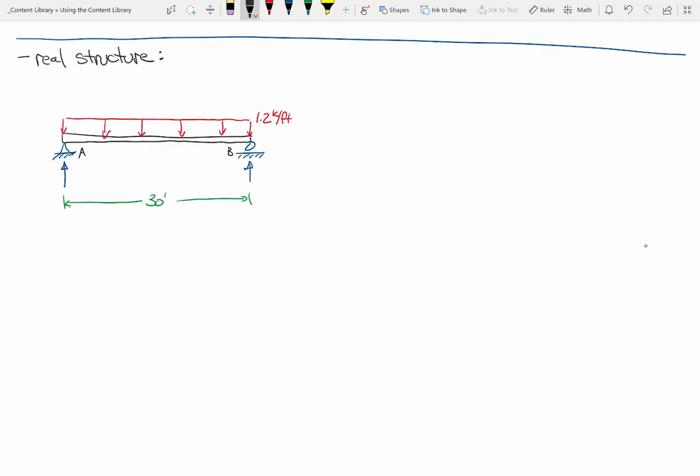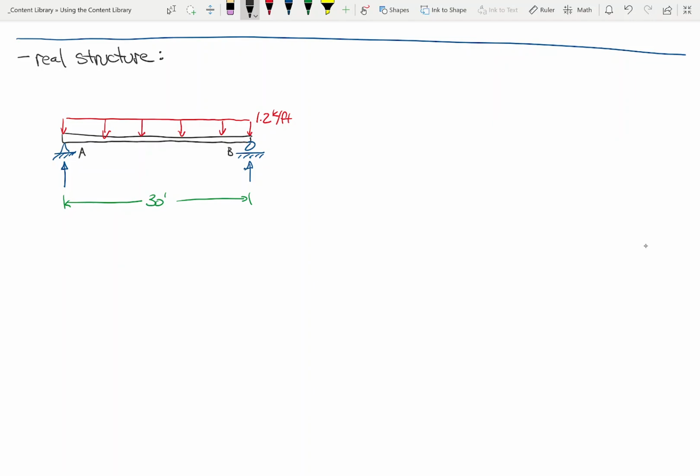Now, one of the things that we really haven't discussed a lot in here, but I think we need to make some recognition of, is the concept of symmetry. Okay, up until now, if I asked you to solve for the reactions, how would you do it? You would sum moments at A to get the reaction at B, and then sum verticals to get the reaction at A. Is that really necessary? No. What are the reactions going to be?